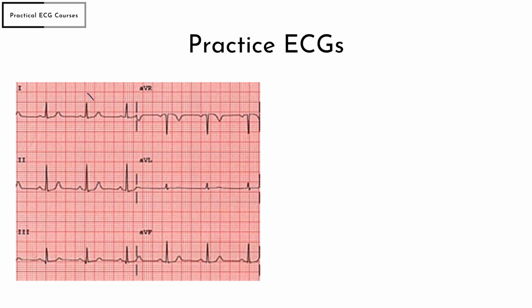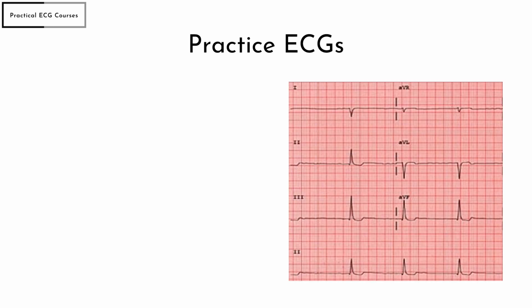So look at lead 1, predominantly positive, lead AVF, predominantly positive. So both are positive, makes it normal axis. In this ECG, lead 1 is predominantly negative and AVF is predominantly positive. So both are traveling towards each other. That's right meets, and therefore this is right axis deviation.